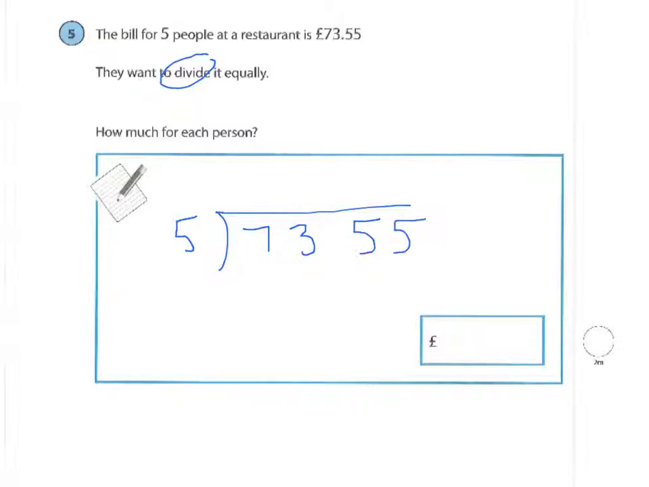So, what we must do is ask ourselves how many 5s go into 7. The answer is 1, because 1 five is 5, remainder 2. How many 5s are in 23? Well, 4 fives make 20, and the remainder is 3. How many 5s go into 35? 7 fives make 35. And finally, how many 5s are in the last 5? It's 1. So each friend would pay £14.71.